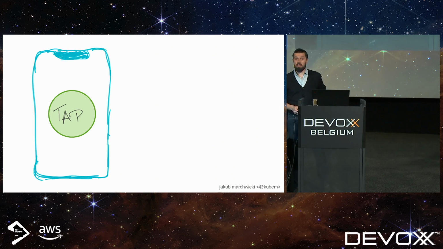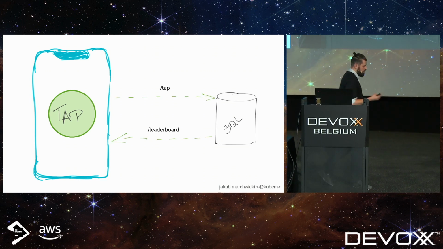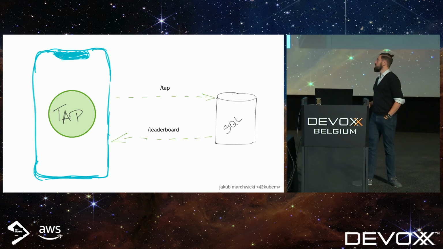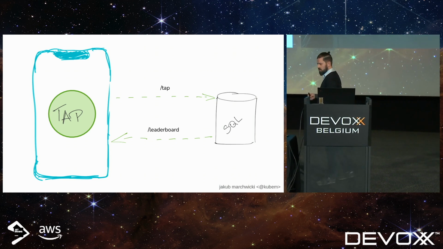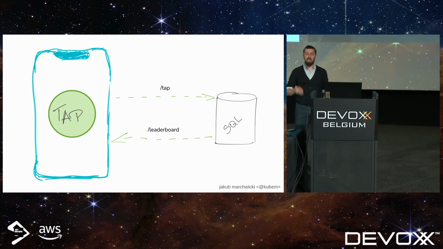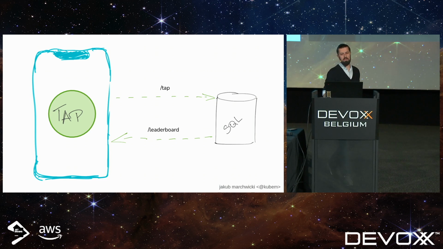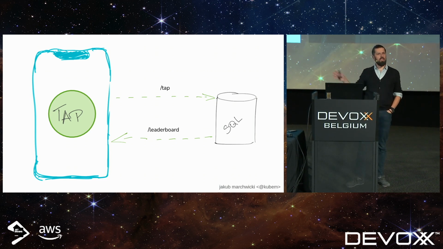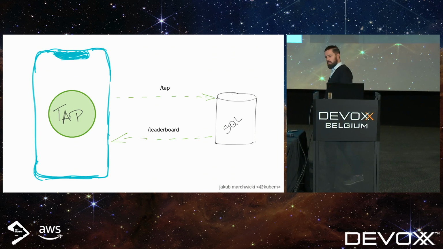So it's a very simple one as well. It has 2 endpoints because obviously it has a REST API. You can tap, and once the tapping is over, you get a leaderboard, and it's all down to the SQL. I think even though it's just a tap and it's funny, we kind of recognize this pattern. So yeah, we have this tapping.